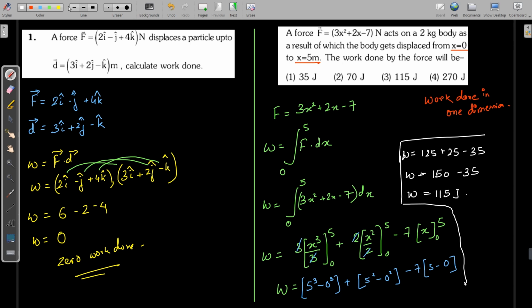So which option is correct? Option 3 is correct. Clear? Both these numericals I have done here as a contrast. In one we do the direct dot product, because the vector quantities are given directly in component form, i, j, k. And here, we do the integration of F dot ds, because the force is a function of position. Clear?